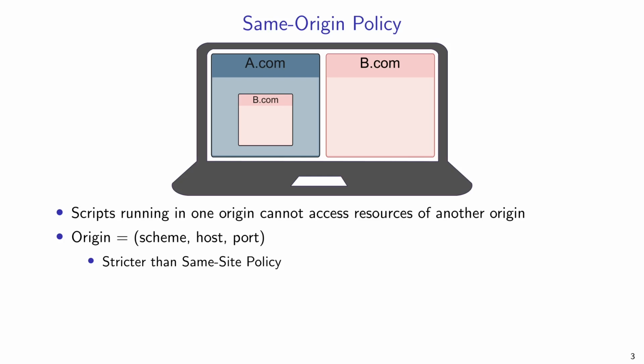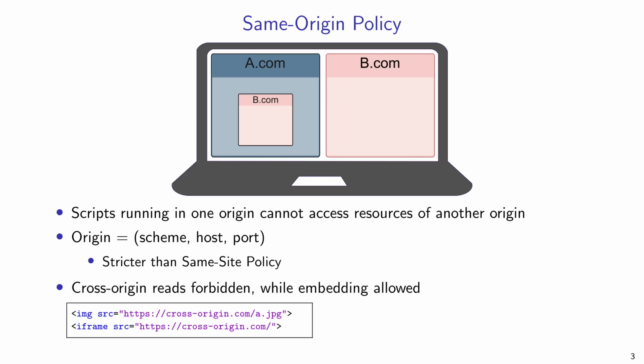Now, what is important to understand here is that the same origin policy only ensures that cross-origin reads are forbidden, while cross-origin embedding is still allowed by the policy. This means that a malicious website can still embed an image or an iframe in its website. However, the same origin policy enforces that the malicious website will not be able to access the data contained in the embedded image or the DOM of the embedded iframe.